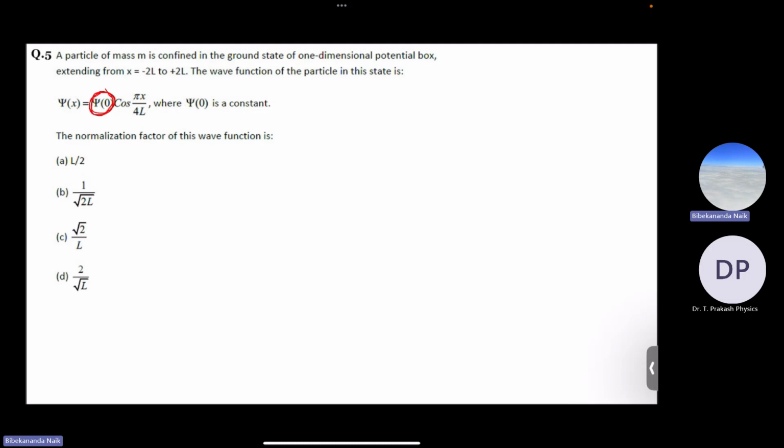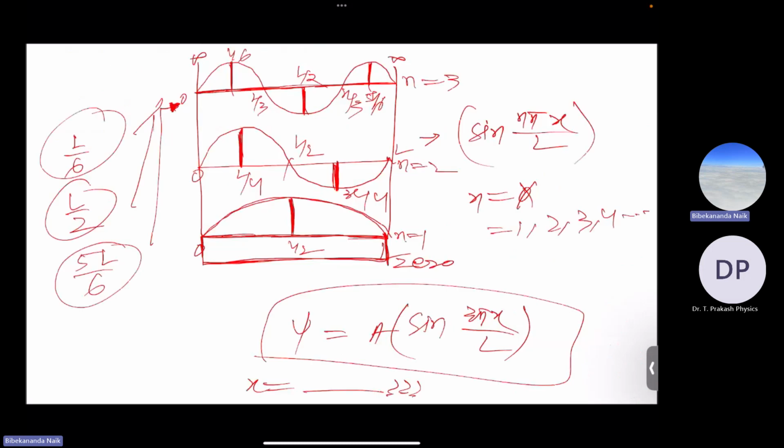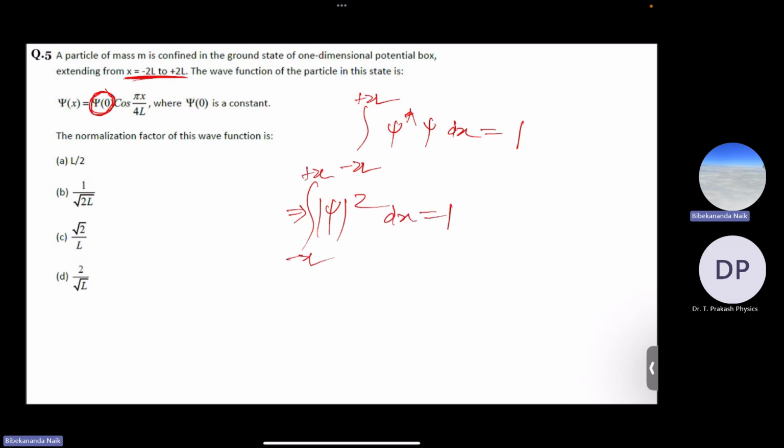So actually, here the limits were 0 to L. In the previous case, the normalization equation limit was 0 to L. Here, since x extends from minus 2L to plus 2L, we will put minus 2L to plus 2L psi star psi dx equals 1. Since psi is real, psi and psi star are both equal. So it will be mod psi squared, minus 2L to plus 2L dx equals 1.